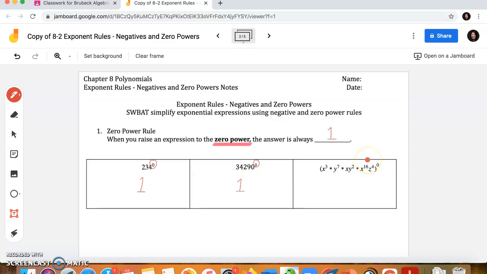Here you have x to the 3rd times y to the 7th times x y squared times 16 times x to the 16th power times z to the 4th power. Oh my goodness, that's a big problem, but it's raised to the 0 power. So the answer is 1. That's it. The answer is always going to be 1 when it's raised to the 0 power. That's simple.